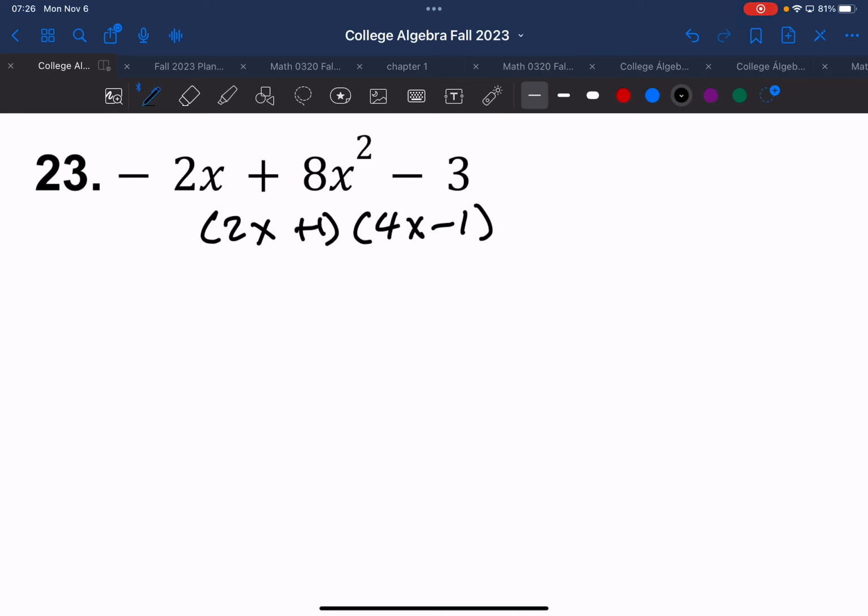Professor, is it 4x minus 3 or 4x minus 1? Did you all get that? Is that what we got last time, the 4x minus? Minus 3. Okay.